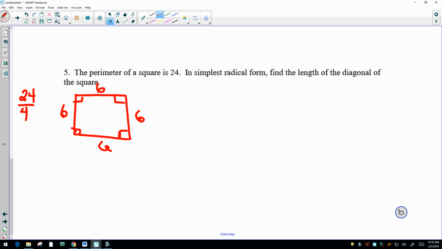And it's saying in simplest radical form, that's like what we did on the warm-up. It says find the length of the diagonal of the square. Okay, so what are we going to do to first off at least find it, even if it's not simplest form? How am I going to solve for x?